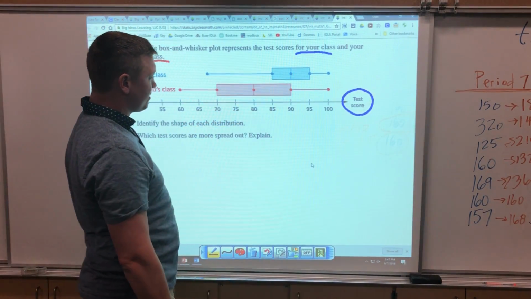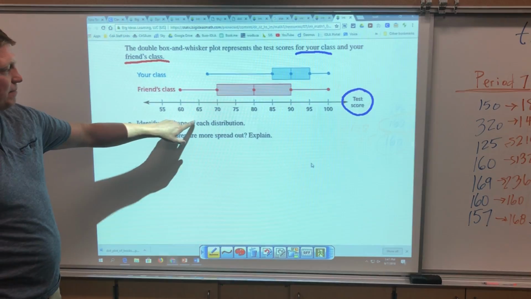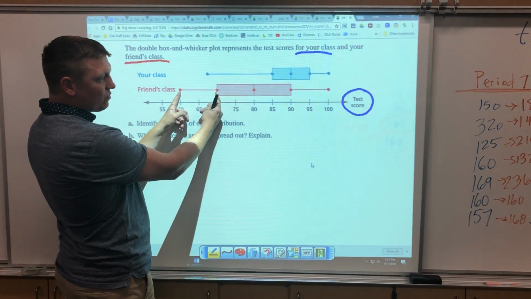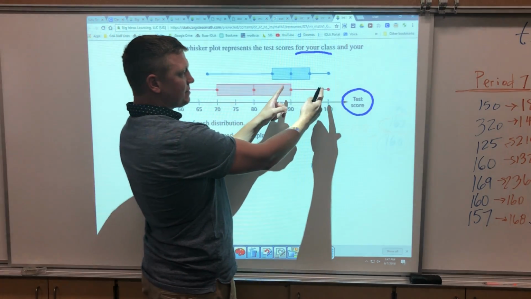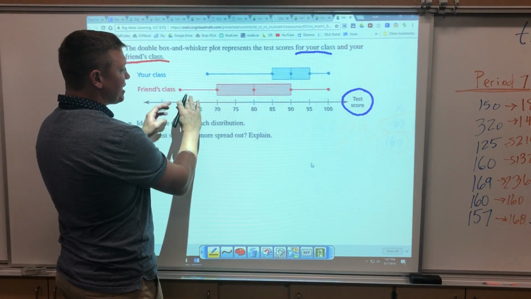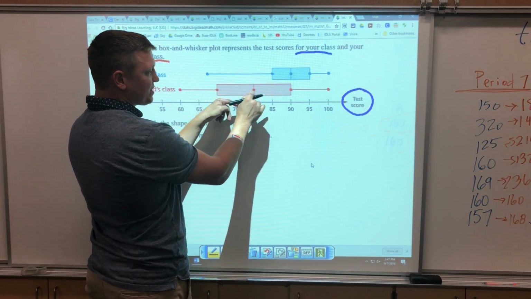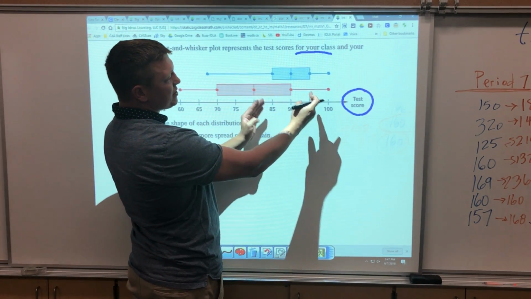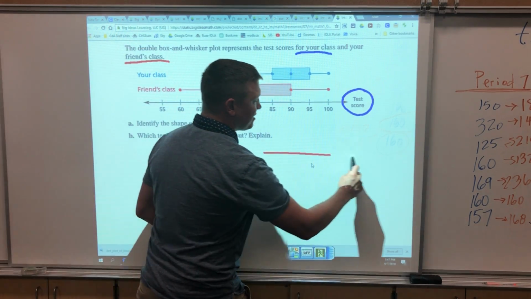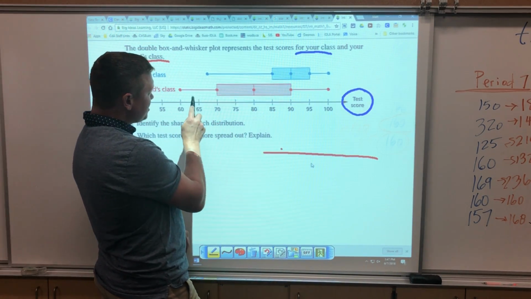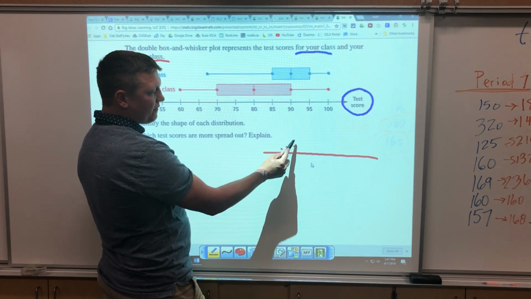Little higher scores, right? Identify the shape of each distribution. This one has the same size of whisker here, same size of whisker here. So that means that 25% of the data is here, 25% and 25%. If they look fairly equally spaced, then if I had a dot plot of this red class, it would look something like this. Just a few people down here and a few more.